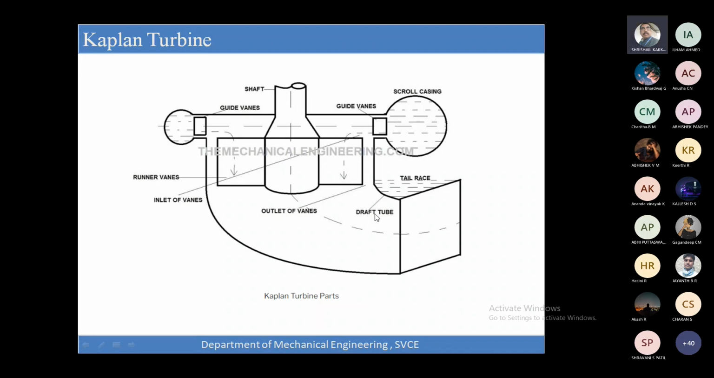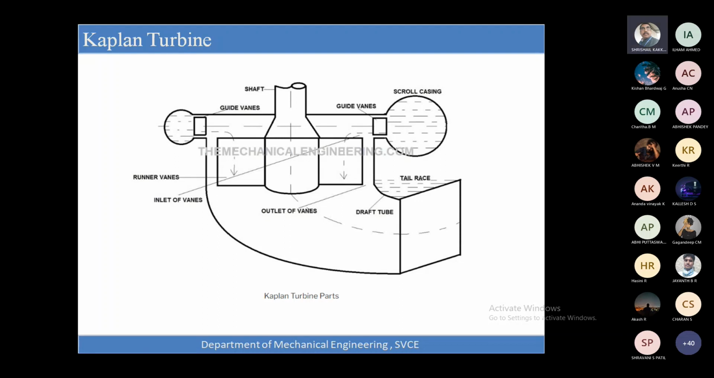Since this is coupled to the shaft, the shaft also will start to rotate. And this draft tube is one which will have a varying cross section. At the outlet, it will have the maximum cross section, and here it will have the lesser cross section, so that slowly, gradually, the velocity will be reduced and the water will enter the river or outlet. These are the main important parts. Now we'll try to understand the working principle of the Kaplan turbine, how the Kaplan turbine works.